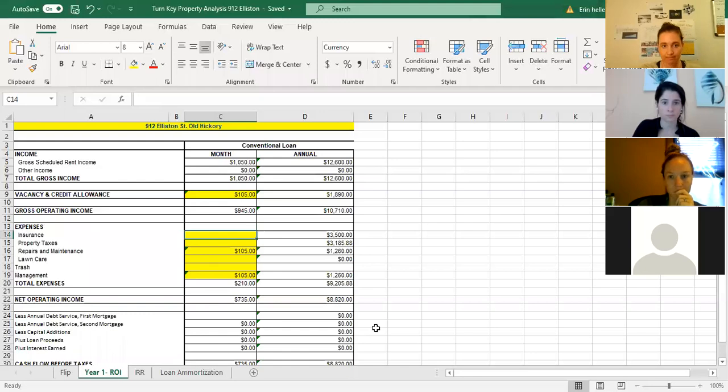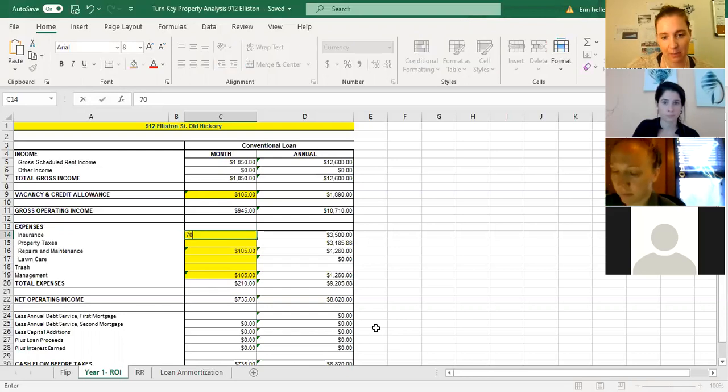Insurance: landlord policies tend to be pretty inexpensive. They're covering the structure. You want your tenant to have a renter's policy that will cover everything within the house. So for this property, I would say a high estimate for this is probably $70 a month.